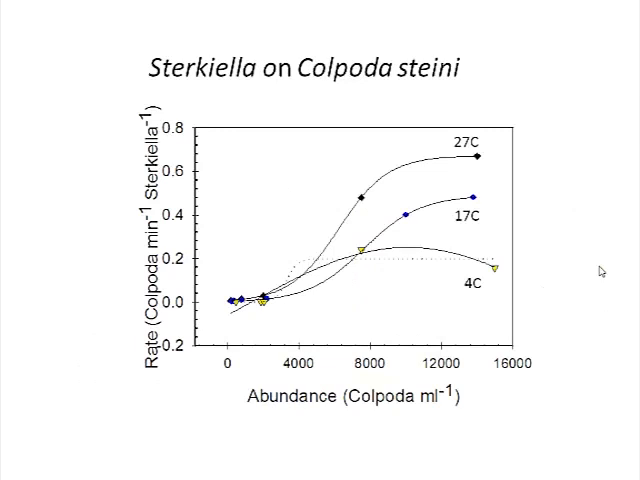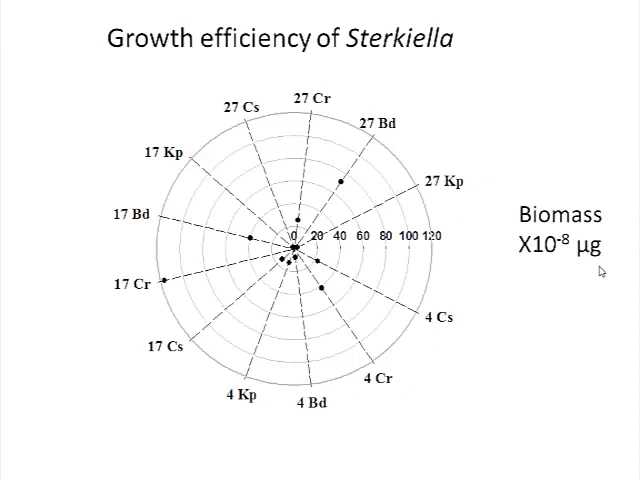And when we look at it with Colpoda, this is kind of at the limit of how big of a thing it can ingest. And you can see that at 27 degrees it's more effective than at the other temperatures doing this. And we can calculate things like growth efficiency on the various food at different temperatures. And looking at this, you can see that the 17-degree Cercozoa over here is the best combination.